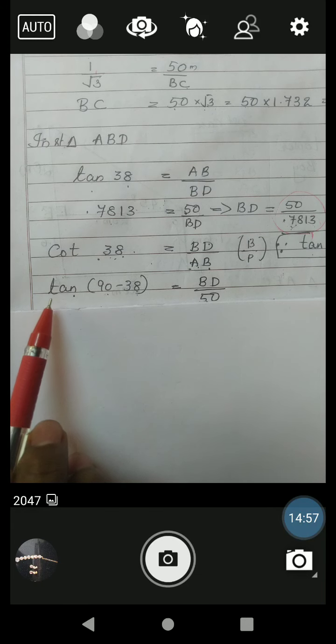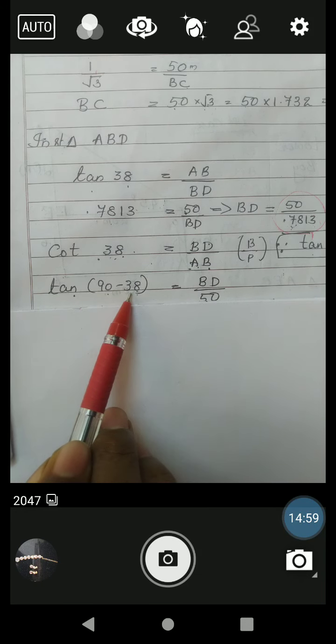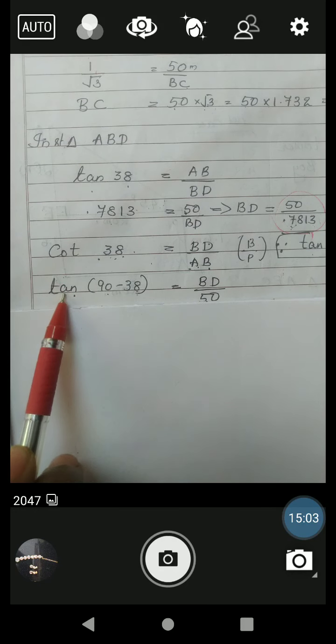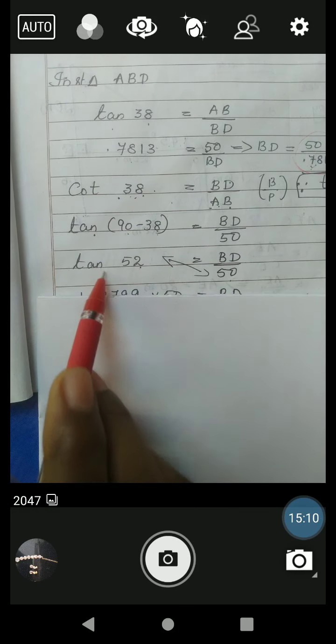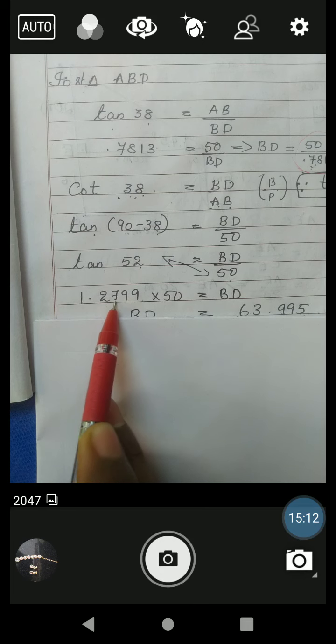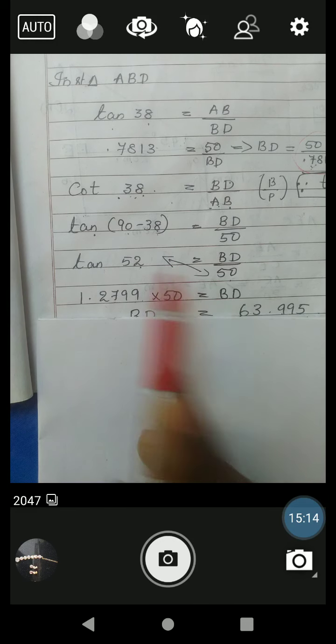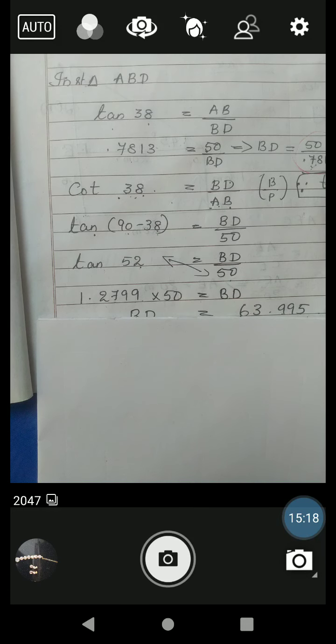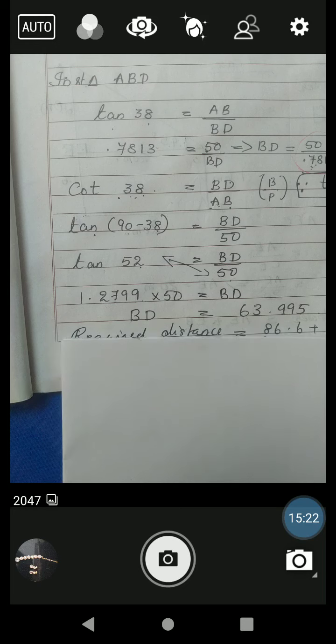We know that tan of 90 minus theta is cot theta. Therefore, this can be written as tan of 90 minus 38. Tan of 90 minus 38 is tan 52. That value is given in your class table, and substitute the value and cross multiply. Multiplication is easier than division, so we can use this method. Now BD is 63.995.